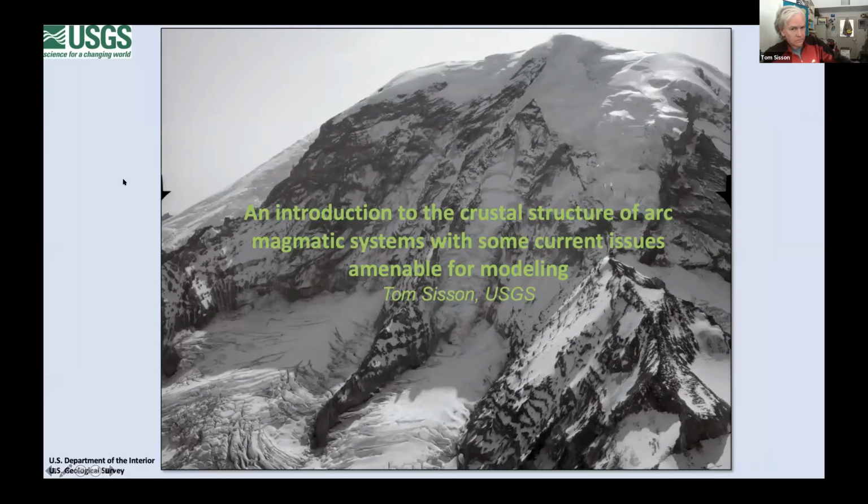So I'm not a modeler. I do very simplistic modeling, but I do a lot of field work, as Kyle said. And my role in this series of lectures is setting the stage for people like George and Matt, so they don't have to cover some of the basic ground. So I will be talking about the crustal structure of arc magmatic systems, a combination of volcanic and plutonics, with just a few pointers for some things that I think would be useful for modeling.